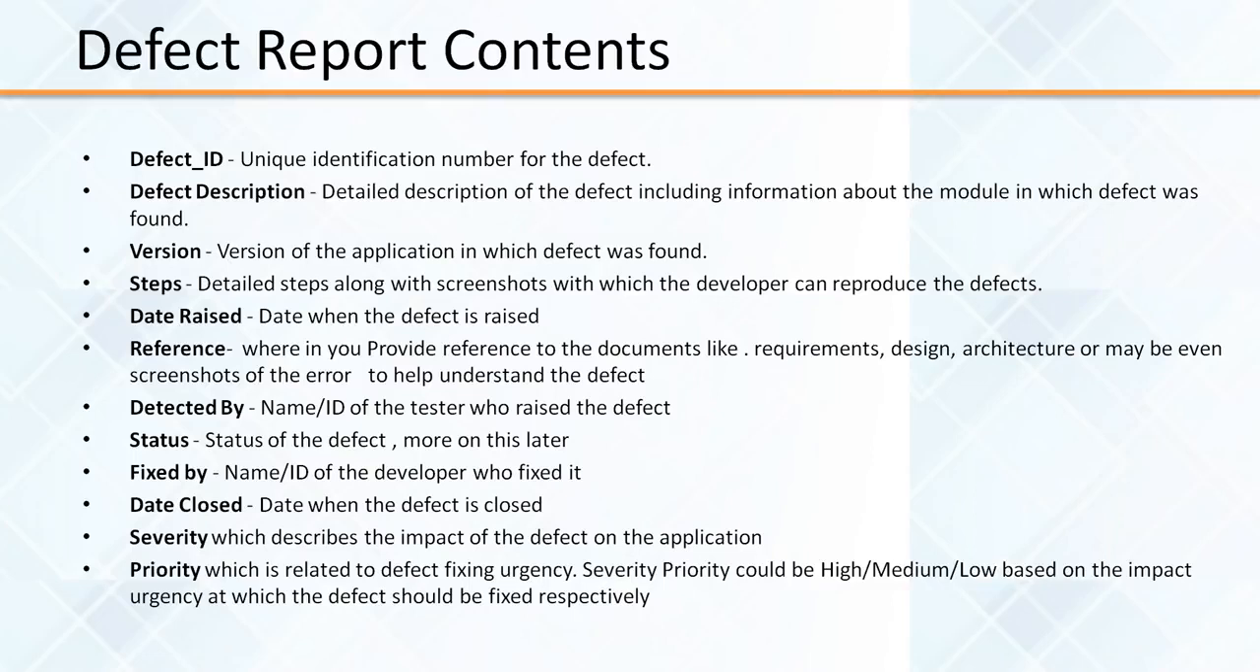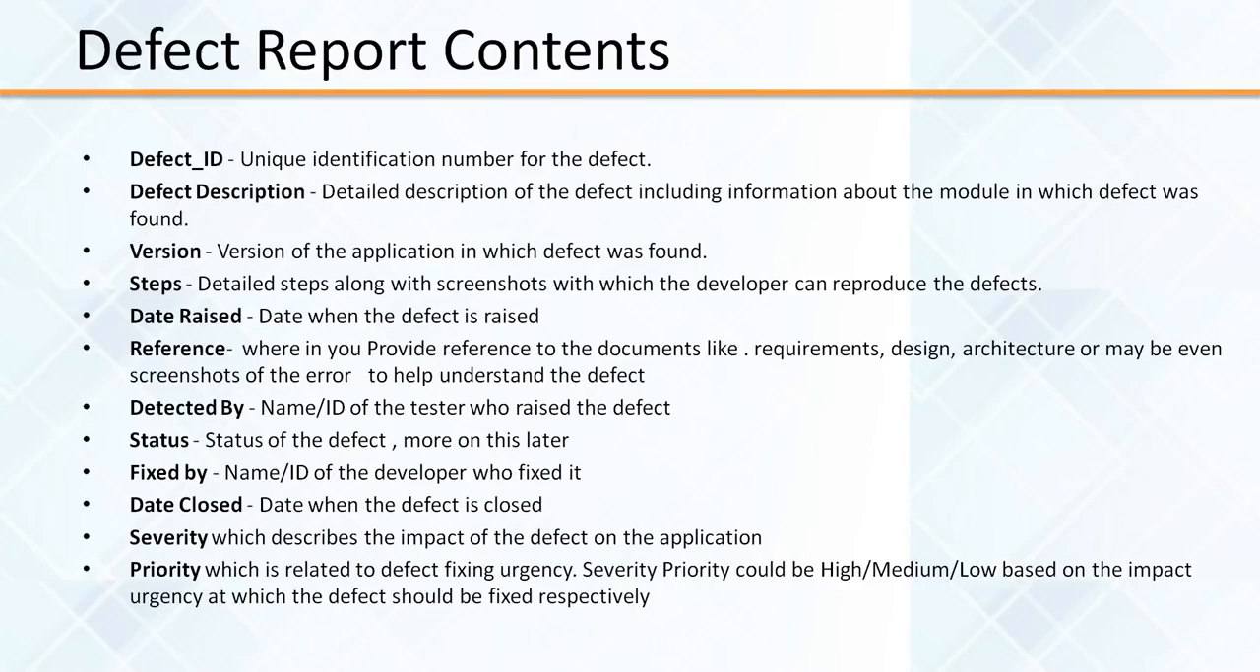So defect ID, description, version, in which version of the build we found the defect, and what steps we need to perform to reproduce the defect, and when we raised the defect, what the reference document is, detected by. So what the test engineer's name is, what the status of the defect is, who fixed it, date closed, severity and priority. All these things are very important.